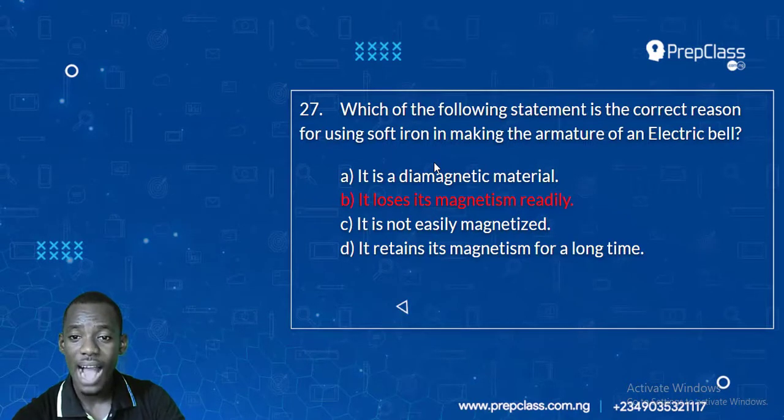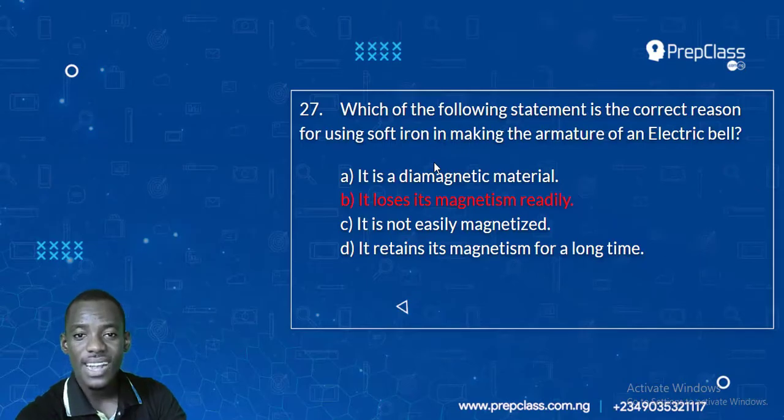It loses its magnetism readily or quickly. Option A says it is a diamagnetic material. Actually, that's not the correct answer, and that's not the reason why we use soft iron. Diamagnetic means it has two poles, but that's not the reason why we use it in an electric bell. The reason is that we need something that can easily gain and lose magnetism, and that is the answer to that question.